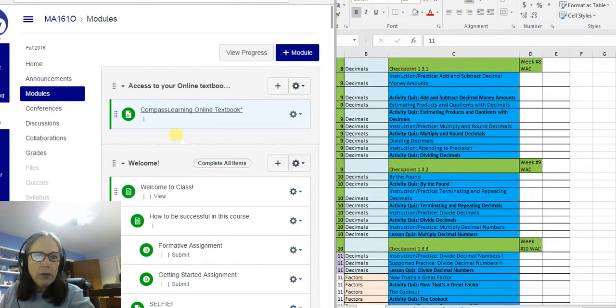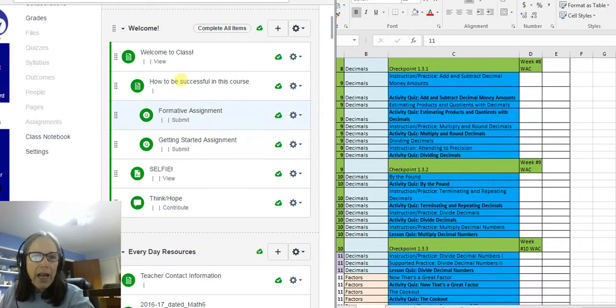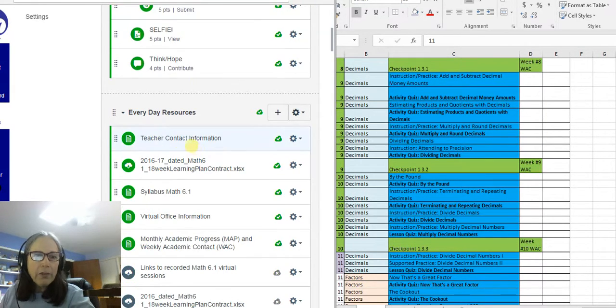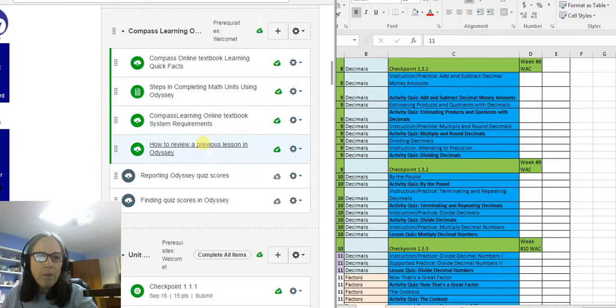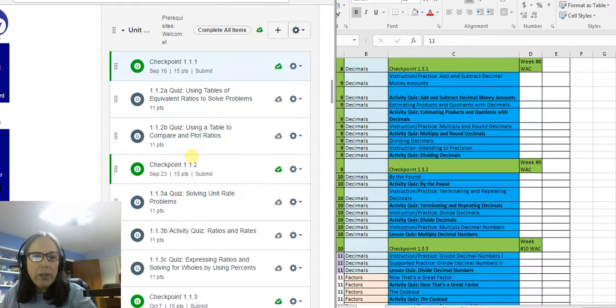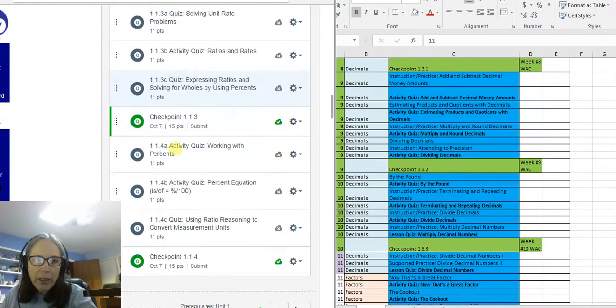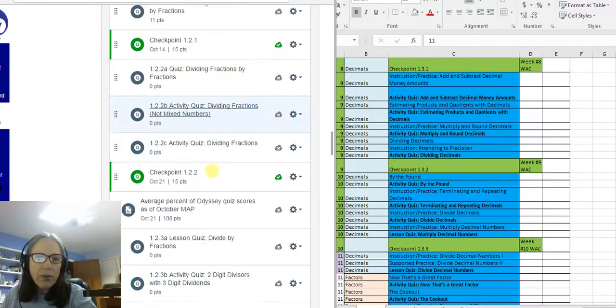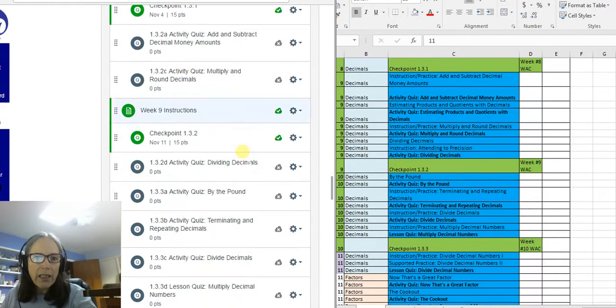So we have our Compass Learning, we have our Welcome to Class, we have our Everyday Resources. This is your teacher contact information. You can get a hold of me through information there. And then we come down to where the checkpoints are. Now, all of these that are not green, you're not going to see them. I see them on mine, but you don't see them on yours. They're actually these things over here.